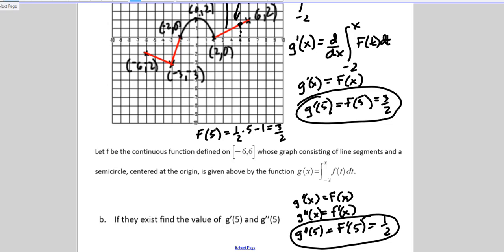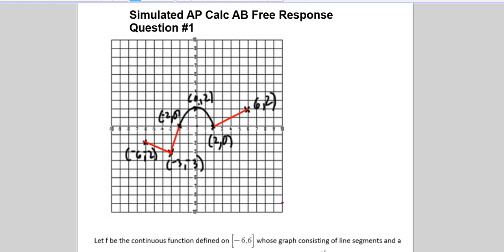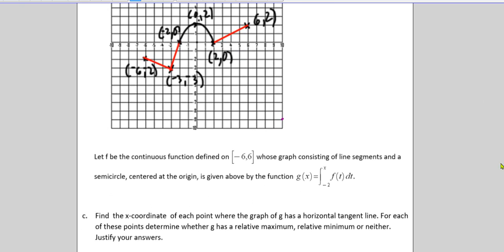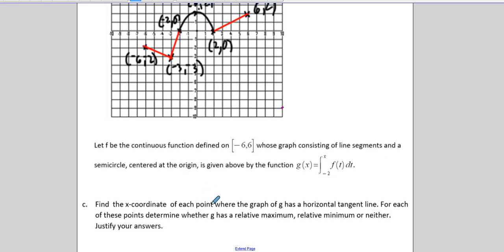Okay, let's continue. Part C. Find the x-coordinate of each point where the graph of g has a horizontal tangent line. For each of these points, determine whether g has a relative maximum, relative minimum, or neither. Justify your answers.